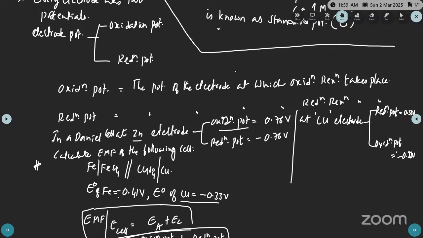Right. So in a Daniel cell at the zinc electrode, oxidation potential. For example, in a Daniel cell at a zinc electrode, oxidation potential is this much and reduction potential is this much. And similarly at the copper electrode, reduction potential and oxidation potential. And after that, write this problem.